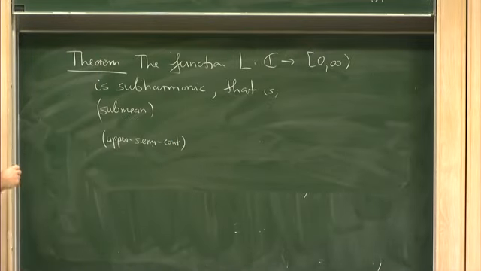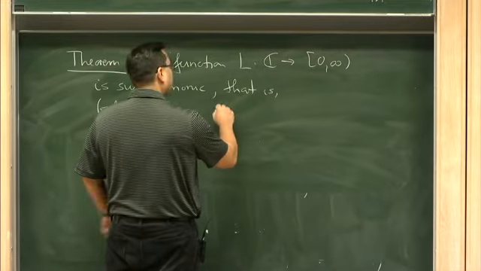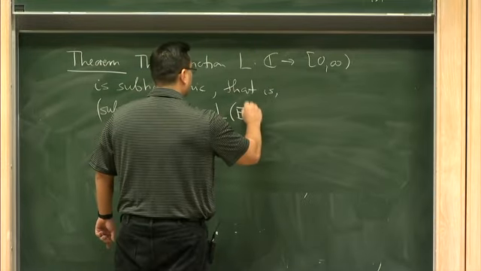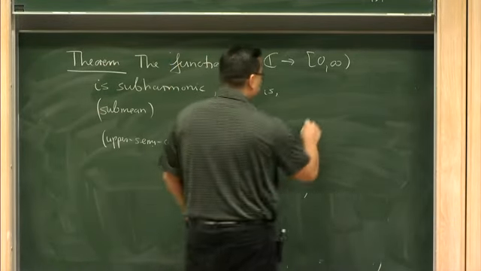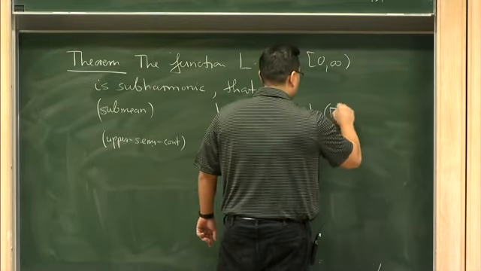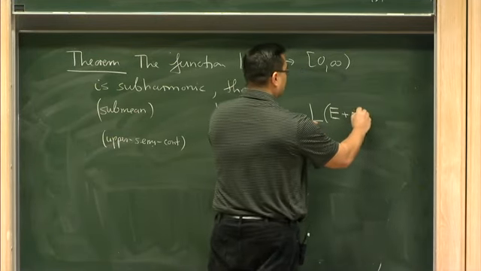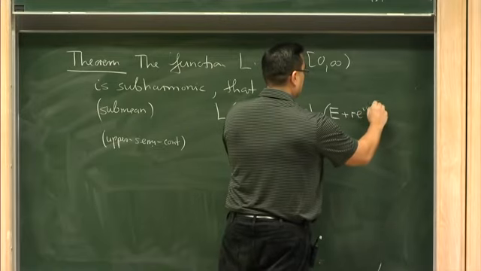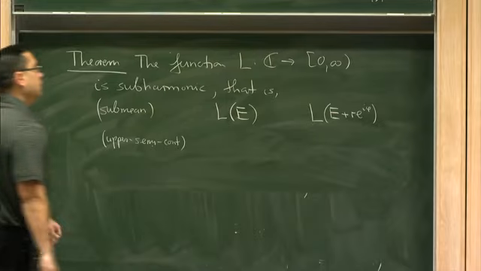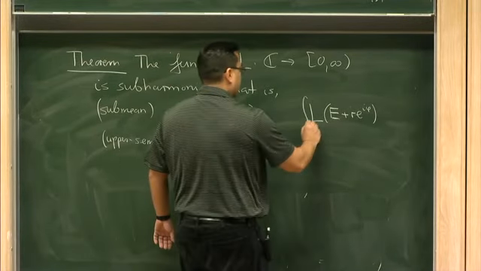So submean means that if you look at L at some E and compare that with the values of L on some circle centered at E, okay, so R is positive and phi will run from 0 to 2 pi, and so let's average.